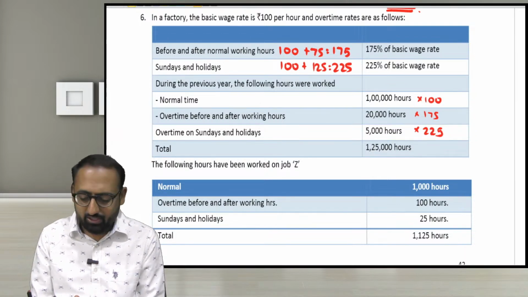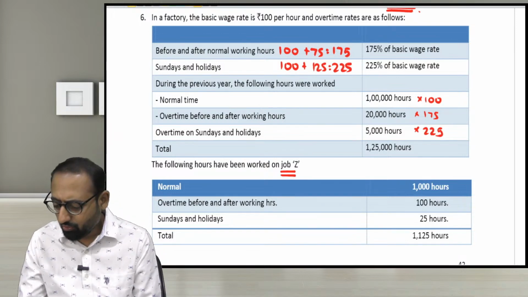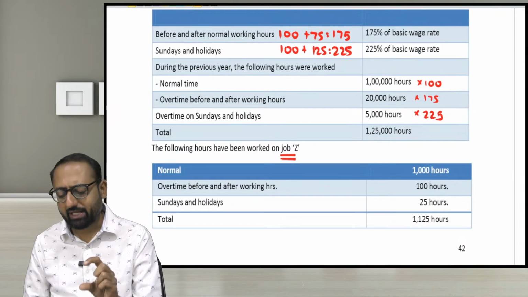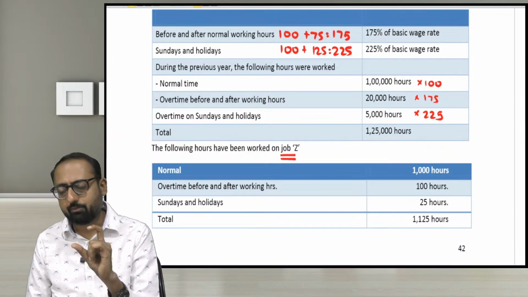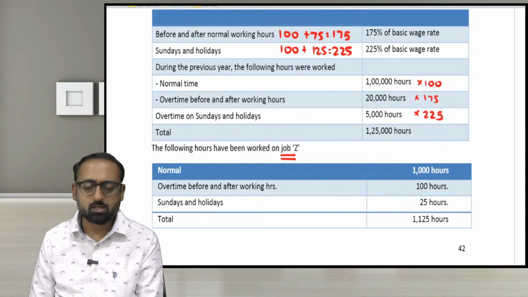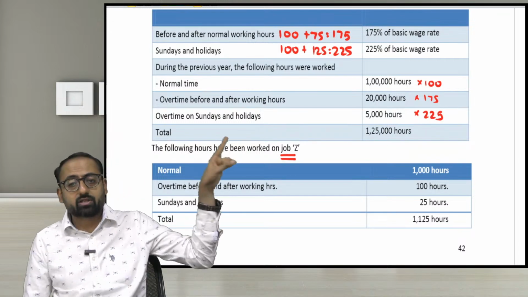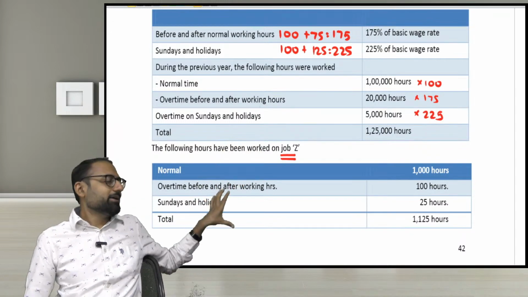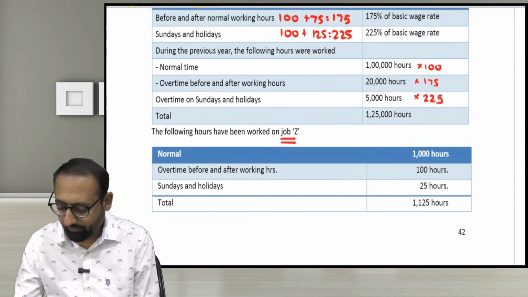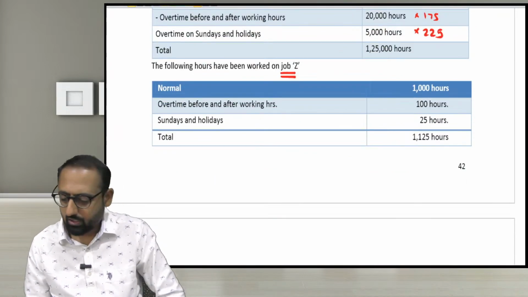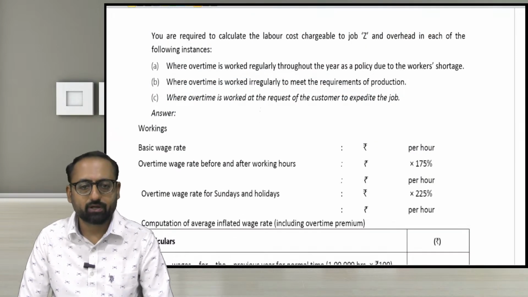The following hours have been worked on job number Z. Normal hours are 1,000. Before and after normal hours are 100 hours. Sunday and holiday, 25 hours. This entire data is given for job number Z. So 1,125 are your total hours. Now let's move ahead and see the reason for that overtime working.